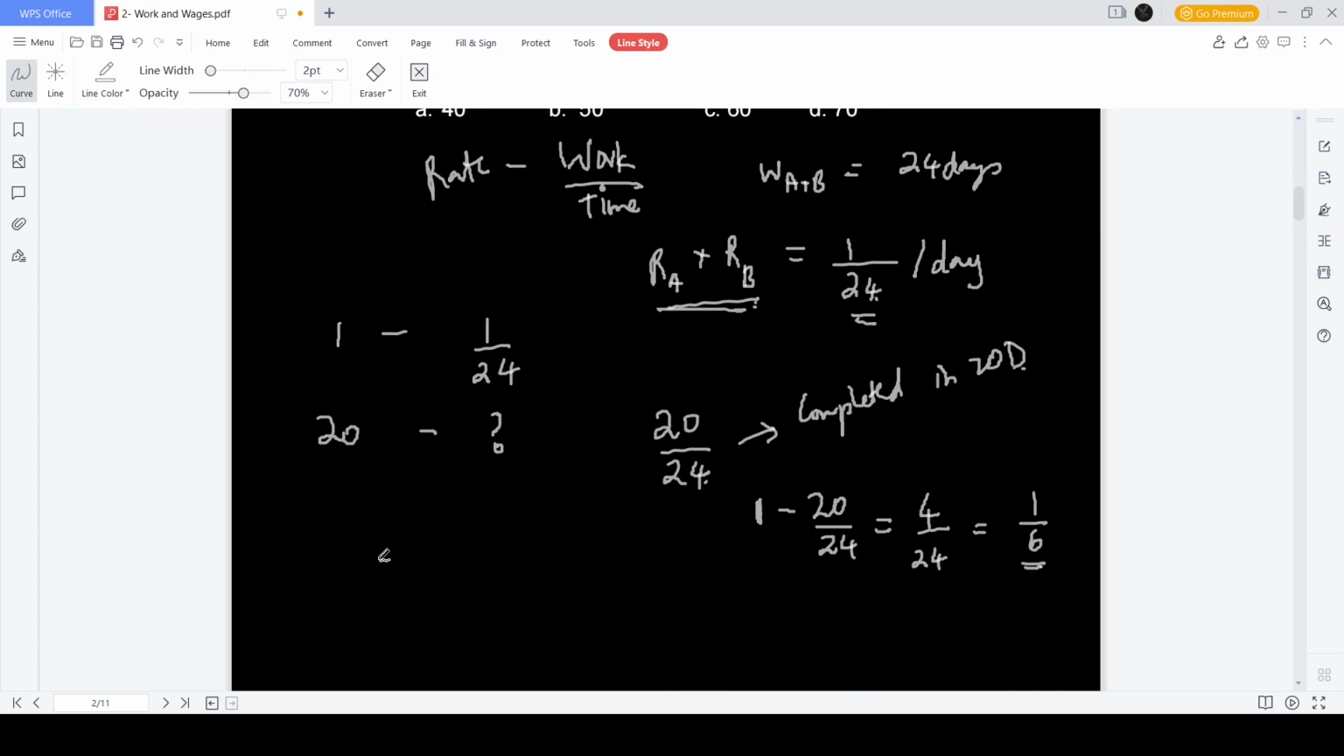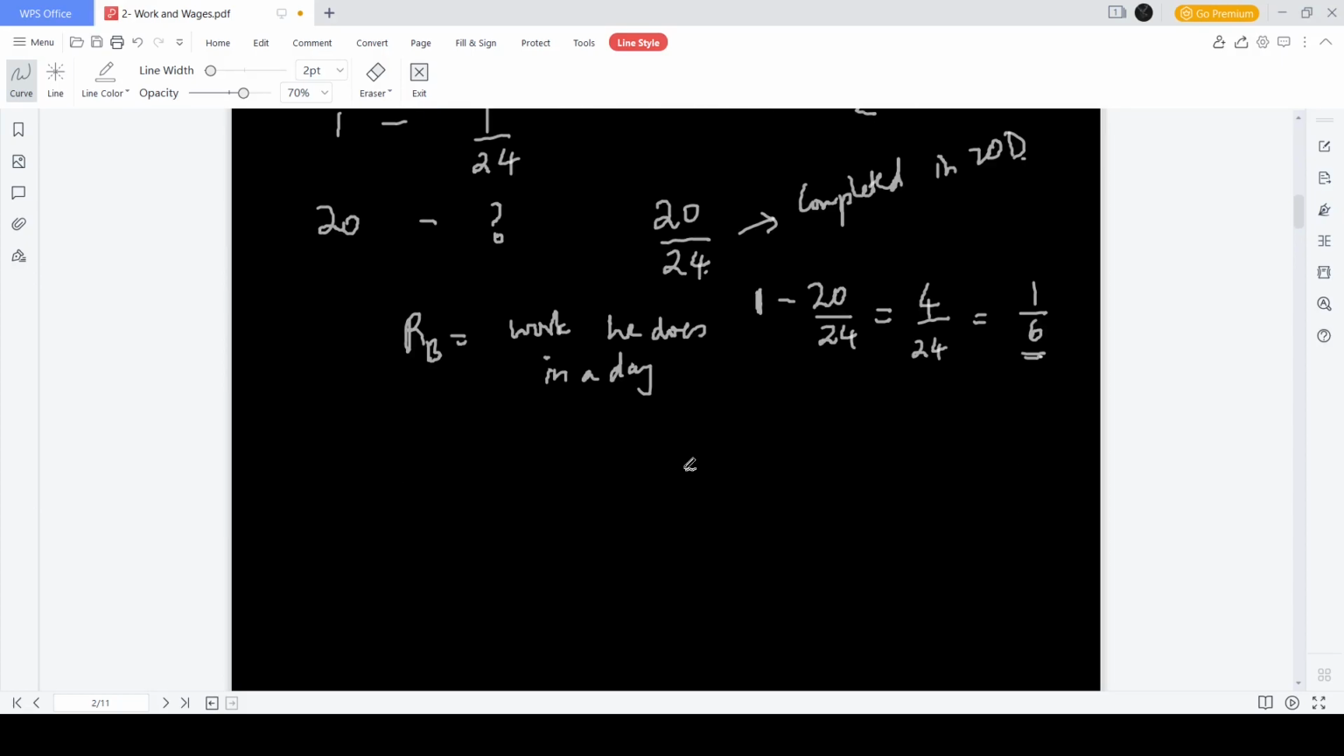So we have to find out the rate of B. Rate of B is nothing but the work he does in one day. If it takes him 10 days to complete 1/6 of the work, in one day how much does he do? This is basically RB. So we cross multiply again. In this chapter, you will notice you cross multiply a lot of times, and that's a good thing because you can make all kinds of relations and get the answer very simply. So you get 1 by 60th of the work done per day.